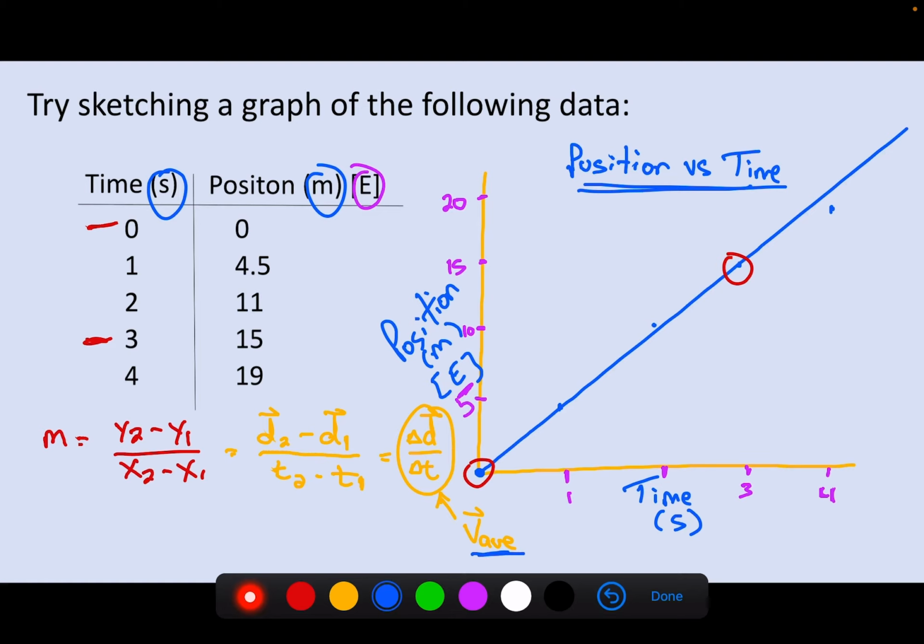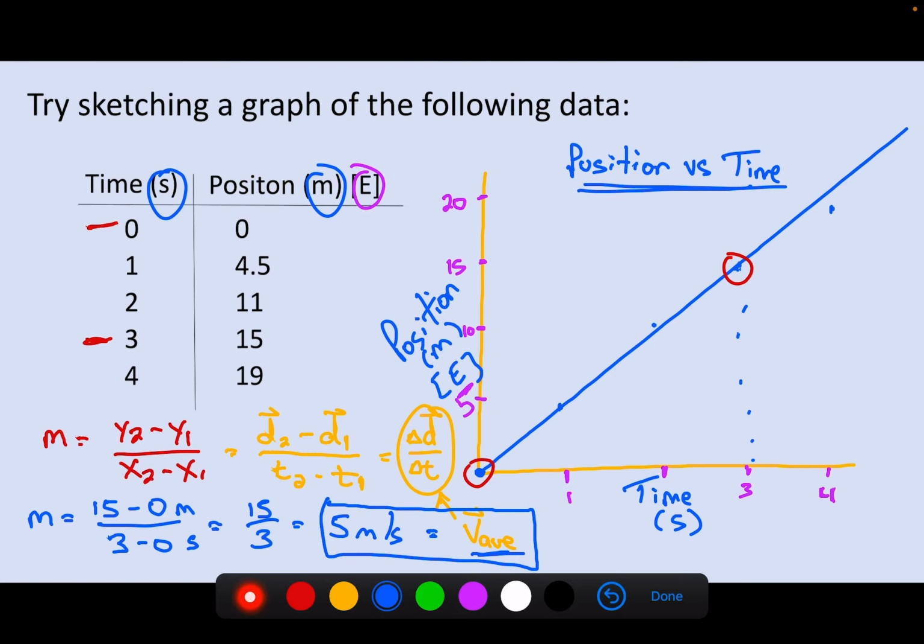Let's see if I can finish this off down here. So we're going to use 15 as our d2 and 0 as our d1. And coming down this way, 3 and 0. So 15 minus 0 is just 15. 3 minus 0, that is 3. The y-axis is in meters. The x-axis is in seconds. So my units are meters per second. So there's the answer.